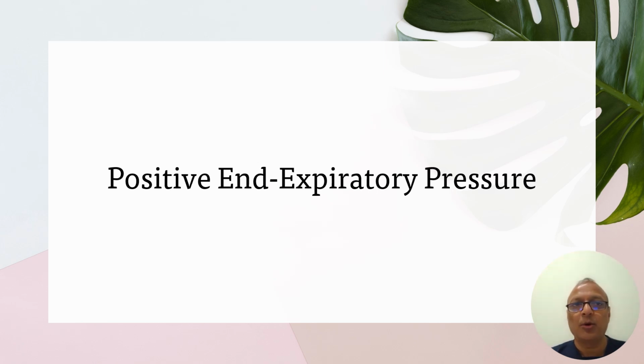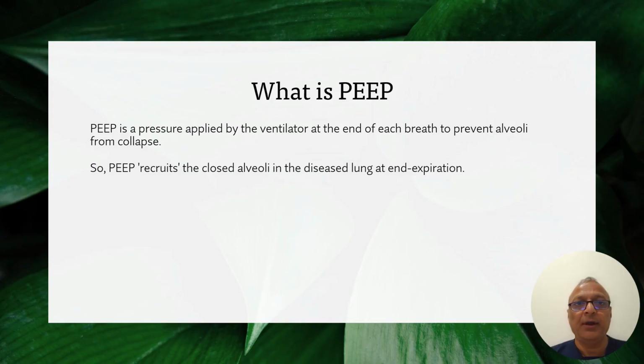In this video, I am going to discuss positive end-expiratory pressure, abbreviated as PEEP, which is used during positive pressure ventilation. PEEP is a maintenance of positive pressure at the end of expiration so alveoli do not collapse, or in other words, it recruits the closed alveoli in the diseased lung and prevents them from collapsing at the end of breath.